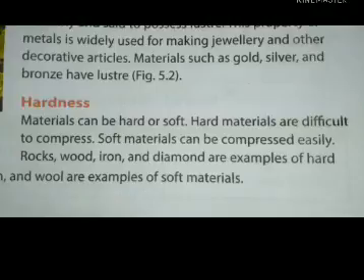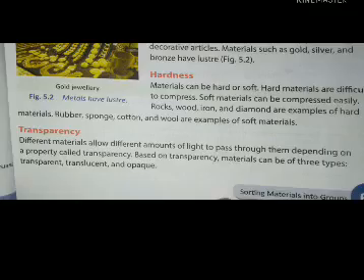Is that clear? The third property we are going to read about is transparency. Now what is this transparency? Different materials have different amounts of light passing through them depending on a property called transparency. Some substances can allow more light to pass easily through them. Some materials do not allow so much light to pass through them, and some cannot at all allow the light to pass through them.